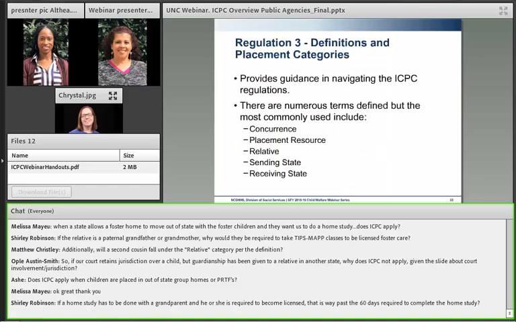Regulation 3 refers to definitions and placement categories. There are a number of terms in Regulation 3 that we use. Most commonly, we talk about concurrence, which we're going to discuss in a later slide. We talk about placement resources there. That's really the subject of the home study. Relative is listed there, and we've mentioned that in a previous slide. Also sending state and receiving state. So those are terms that we use quite often in our office and in our communication with your agency.